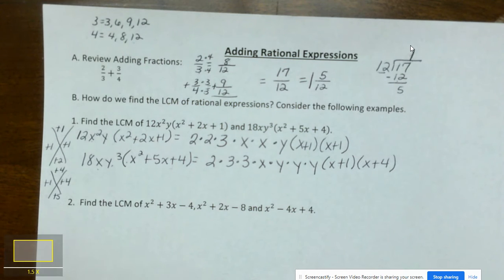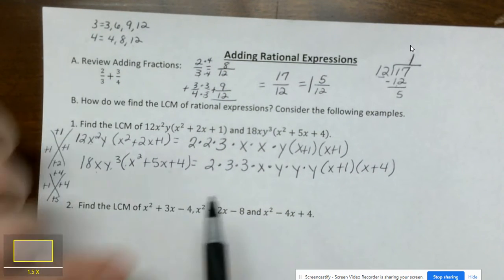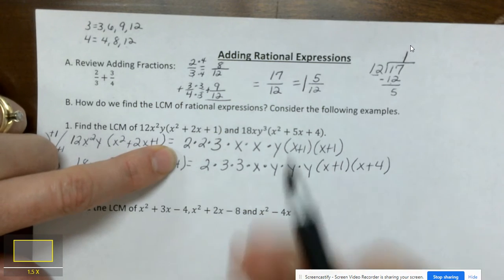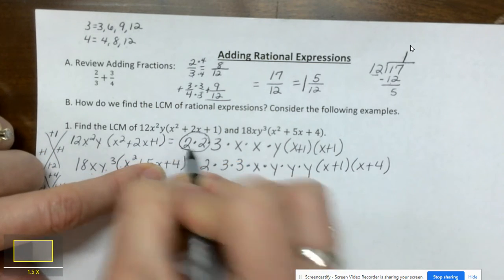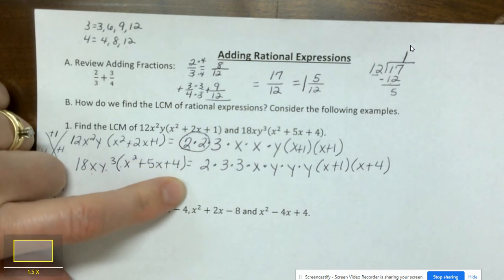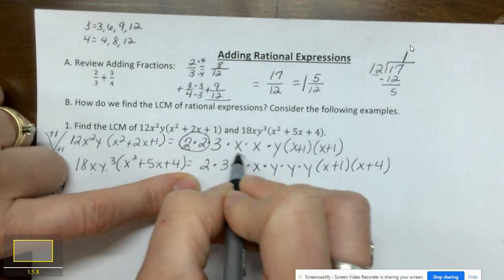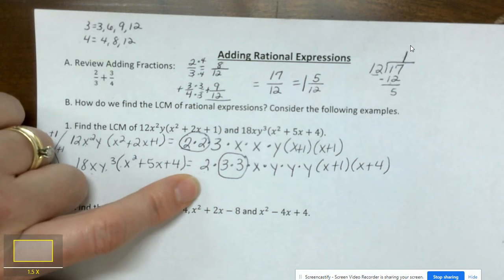Now, what we do at this point is we circle the most we have in each place. So what I mean by that is this. We only have one 2 in this one, but we have two 2s up here. So I'm going to circle both of those because that's the most there is. Okay, then there's one 3 here, but there's two 3s here. So I'm going to circle those two 3s.